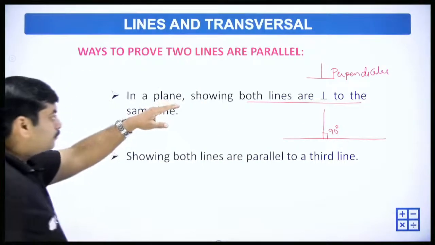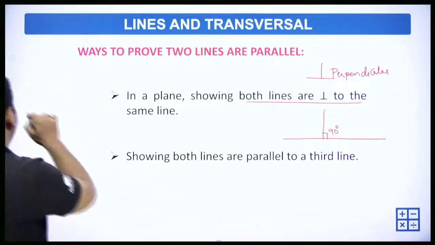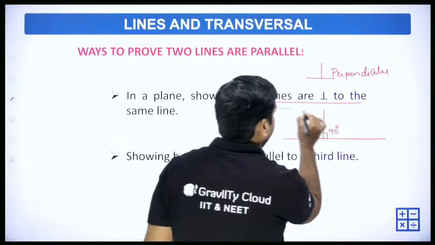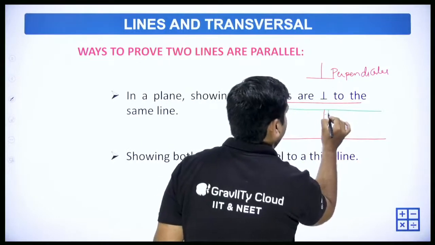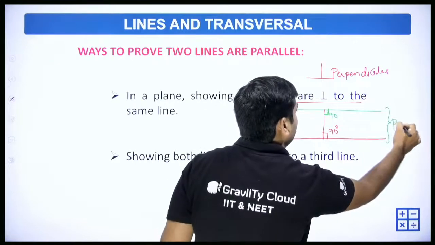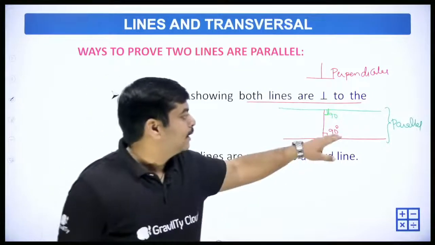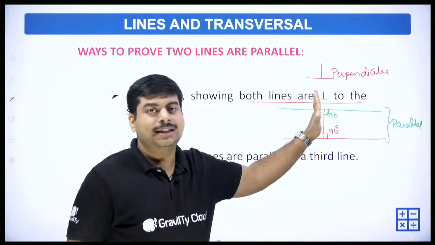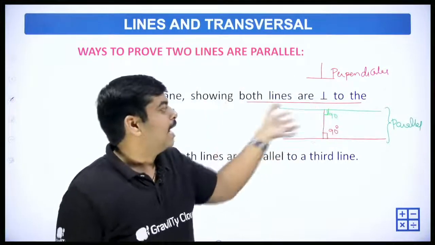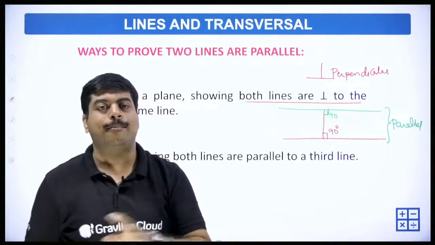Okay, showing both lines are perpendicular to the same line. So if I take one more line, which is again perpendicular to this line, I can say that these two are parallel. Okay, this 90 degrees, you can treat this as a transversal, and these two are two different angles. You can name them according to the properties, and if those two are equal, which are on the same side of the transversal, we can say that they are parallel.